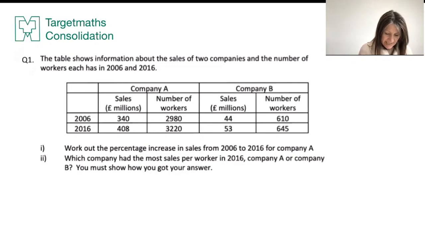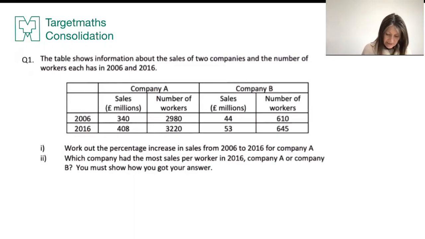We've got the table giving us information about 2 companies. So we've got company A, the sales are in millions and the number of workers that they have. And then company B is kind of doing the same thing on this side of the table. We've got information that are 2 years apart. And the first question is work out the percentage increase in the sales from 2006 to 2016 in company A. So we're really only interested in the sales for company A between these years. It's a percentage increase that we are trying to work out.